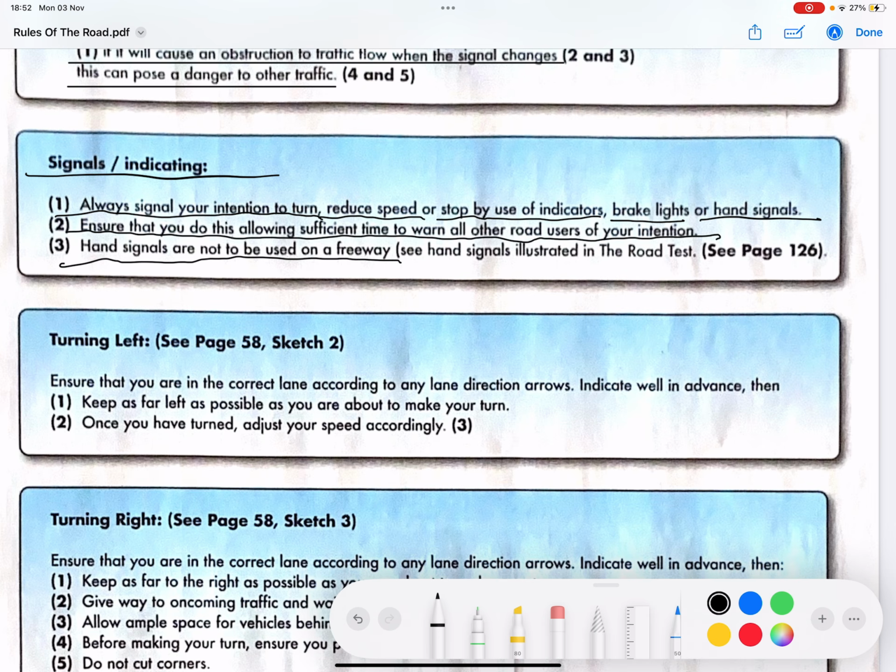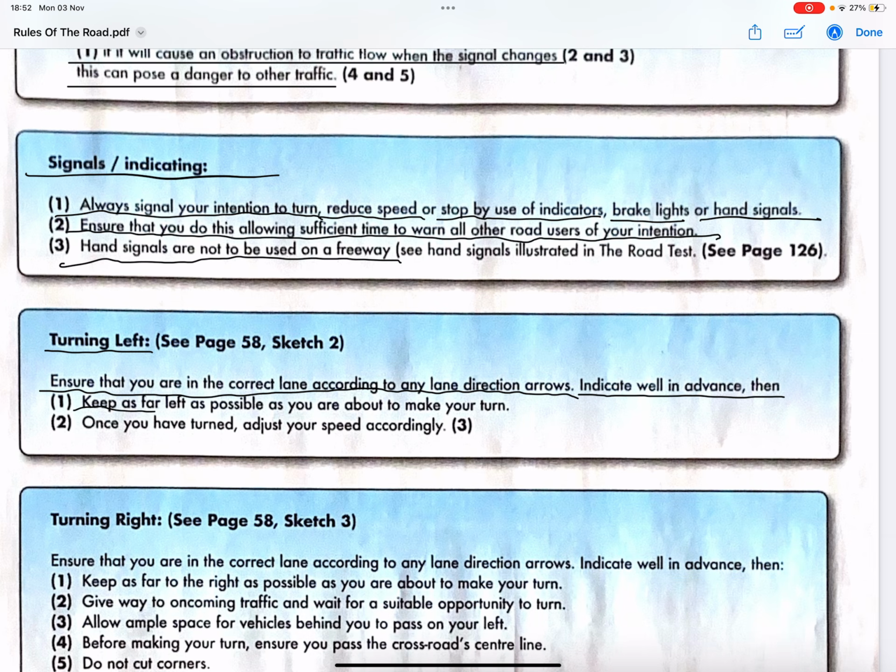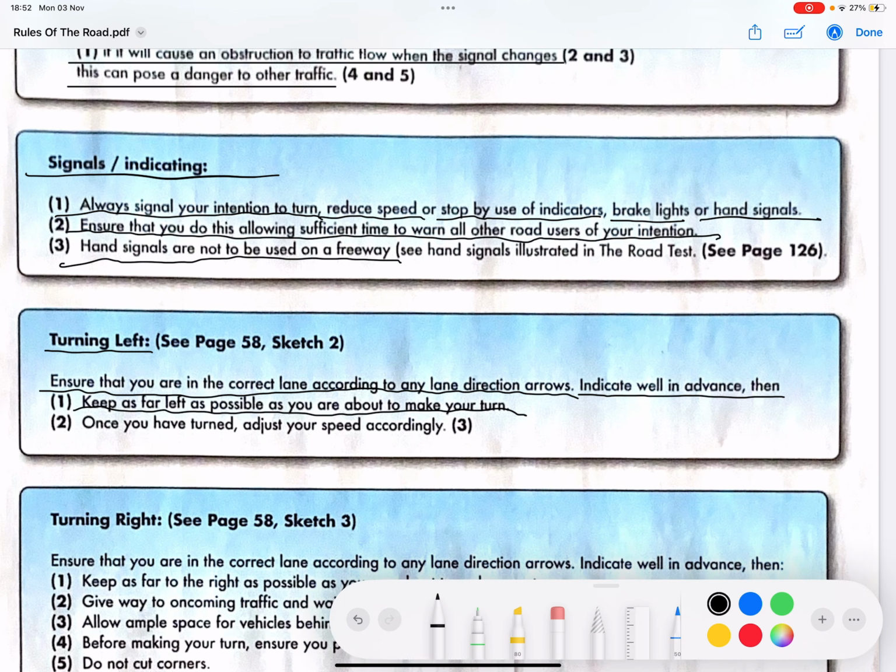Now you come on to the rules with regards to turning left. Ensure that you are in the correct lane according to any lane direction arrows. Indicate well in advance, then you keep as far left as possible as you are about to make your turn. Once you have turned, adjust your speed accordingly.